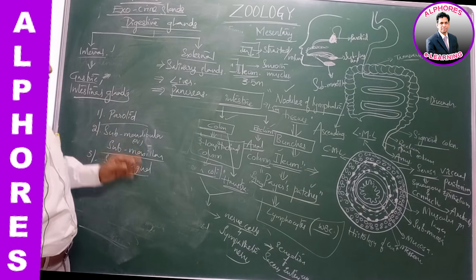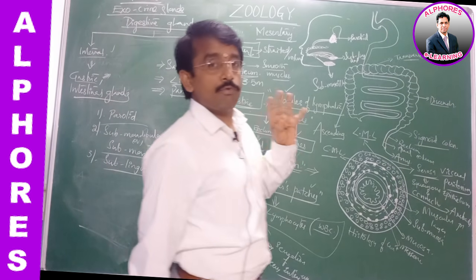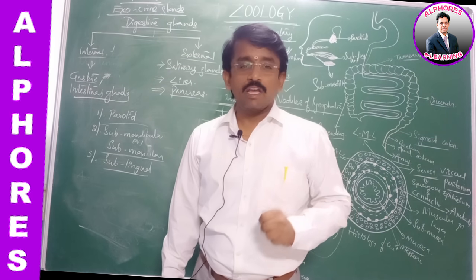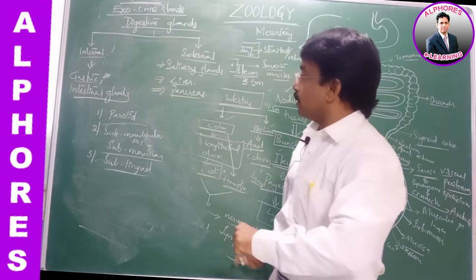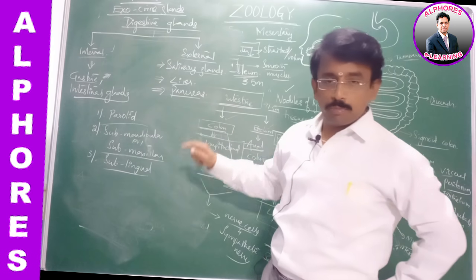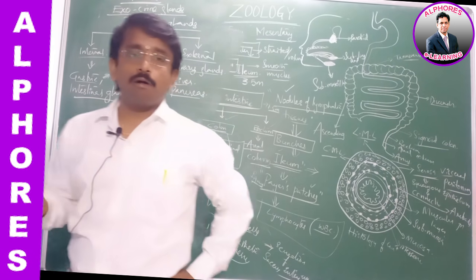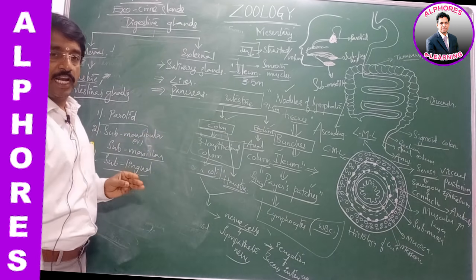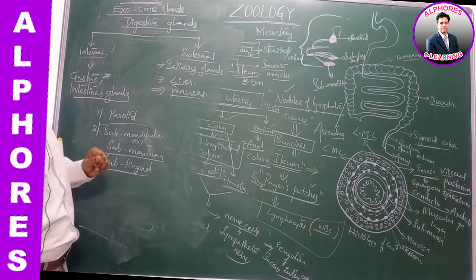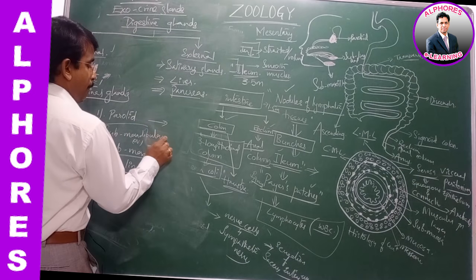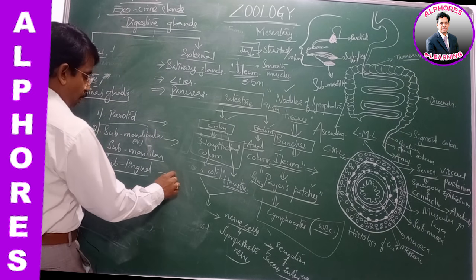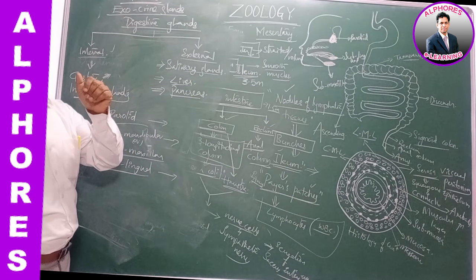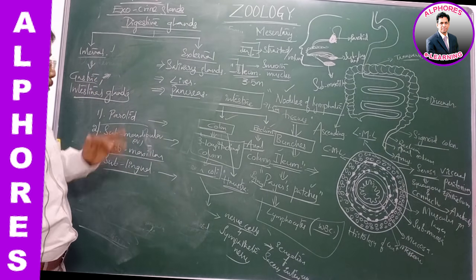In general, mammals have four types of salivary glands. Infraorbital glands are present, but in human beings the infraorbital are absent. That is why we see three pairs of salivary glands: parotid, submandibular or submaxillary, and sublingual. Infraorbital is absent.